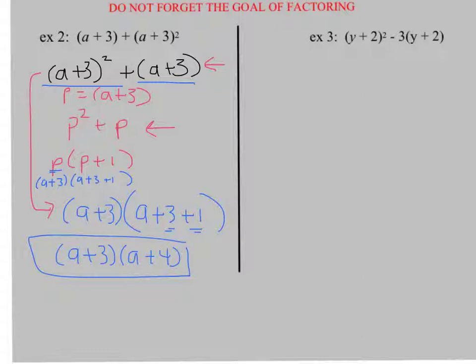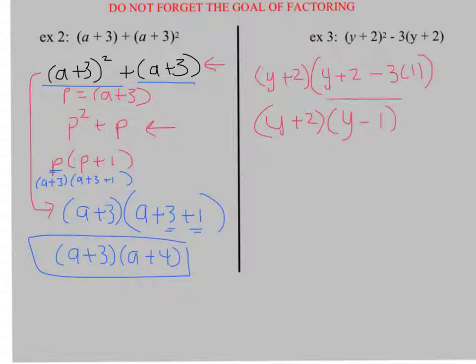Looking at example 3, I have the group y plus 2 in common in this binomial. And so I'm going to factor out y plus 2 out front because that is in descending order, and I'm left with a y plus 2 minus a 3 times a 1, or just a 3. And so I have y plus 2 times y minus 1 when I collect my like terms. Go ahead and see if you can use substitution to solve a more simple problem by letting, let's say, m equal the group y plus 2, and see if you can get the same thing.